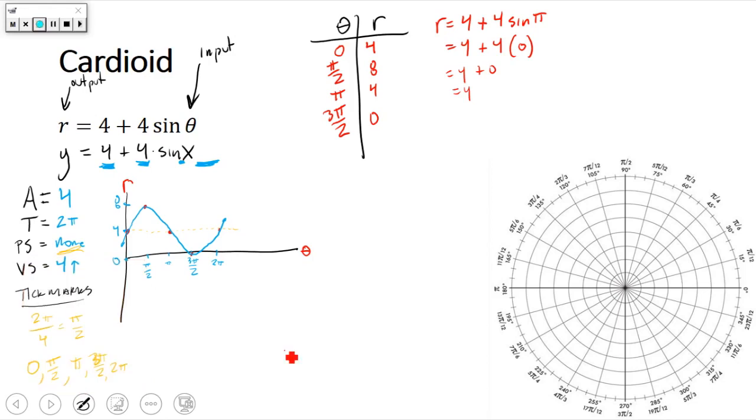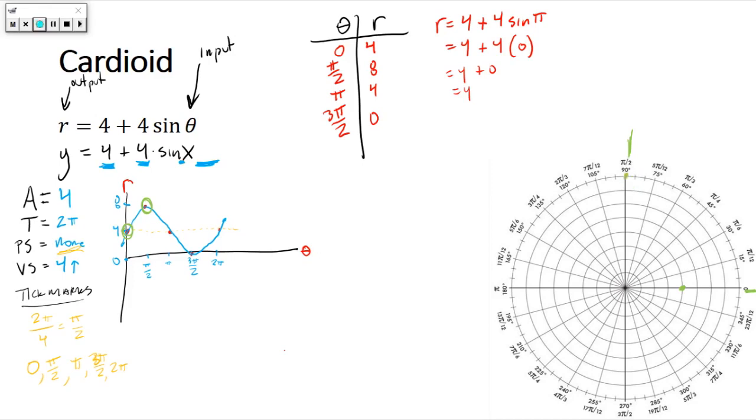So the first point that we see, let me do this in green, is this point right here, which is 0 in theta and 4 in the radius. So we're looking at 0 and going 4. 1, 2, 3, 4. There's a point right there. Now the next main point we see is pi over 2, 8. So if we're looking at pi over 2, we're going to go to 8. And that point is right there.